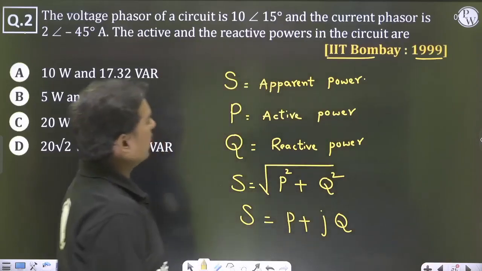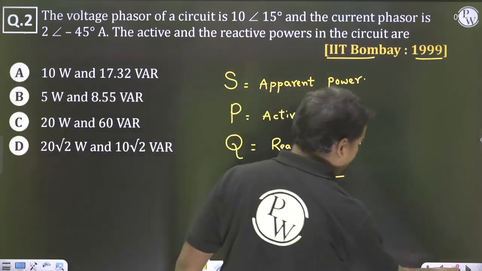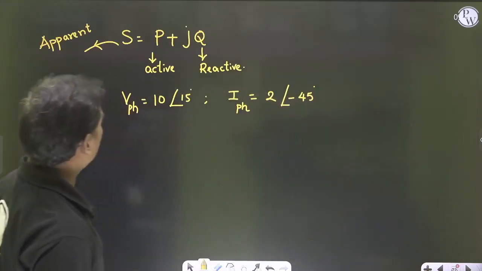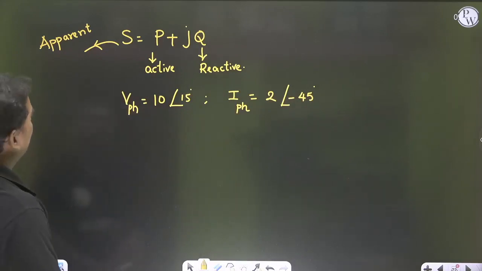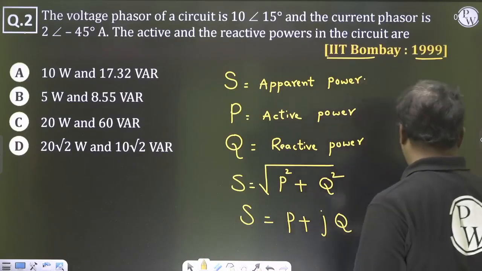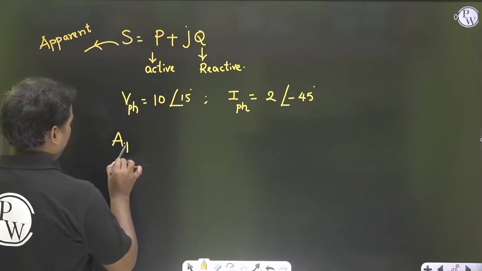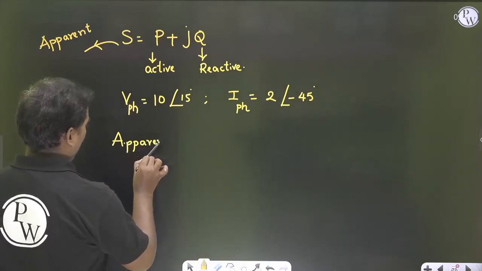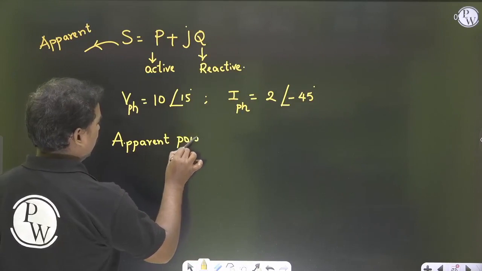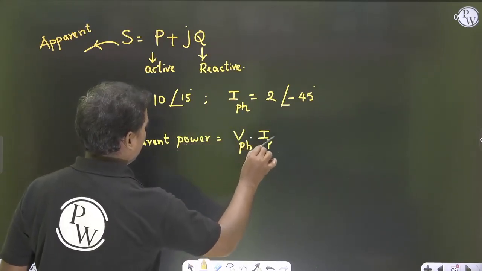So what is the question asked? They are asking about power. Power is equal to the active power and reactive power. So we can write it as the apparent power. The apparent power will take the magnitude, that is S equals VPH into IPH.